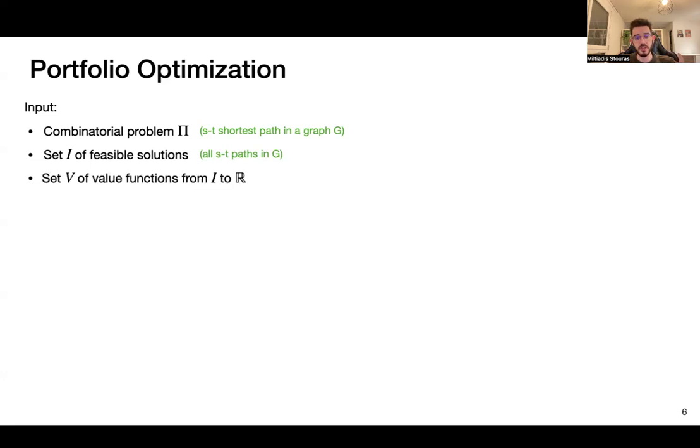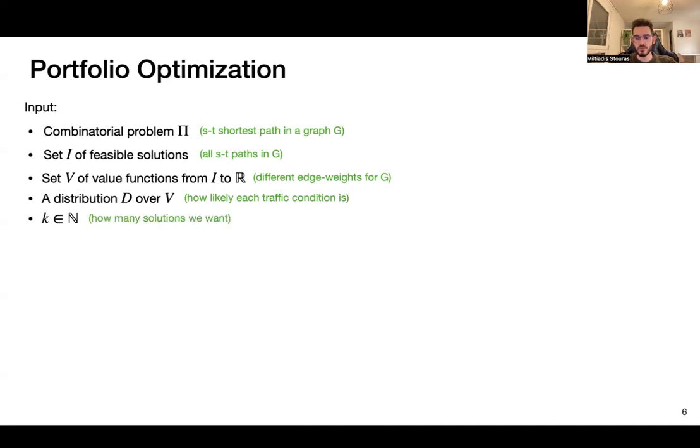And we will also be given some set of value functions. A value function maps the solutions to values and essentially captures all the different scenarios that we might have. In our first example, that would be maybe different edge weights for the graph, right? We are also given some distribution over the value functions, and this captures how likely each scenario is to happen. And finally, we have some parameter k, which is how many solutions we want to compute. Our output is simply going to be k feasible solutions for the problem, and this is what we call a portfolio of solutions.